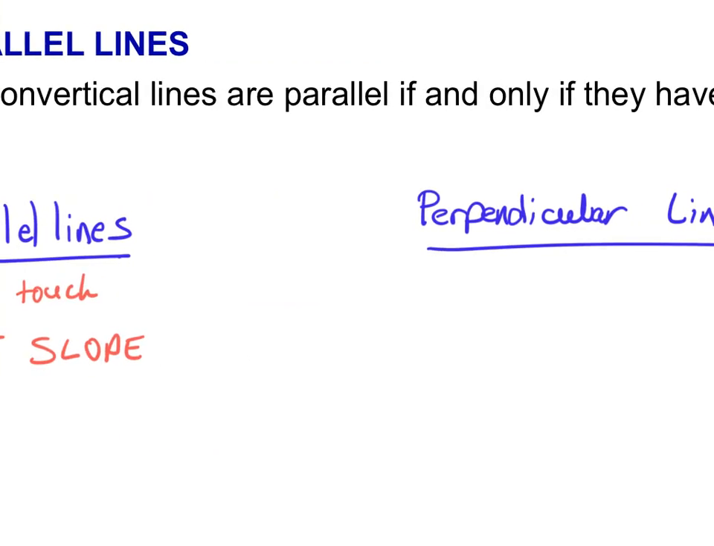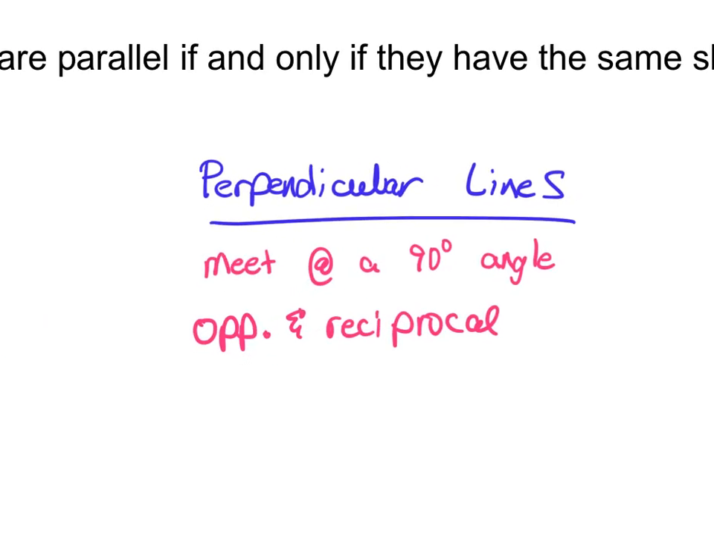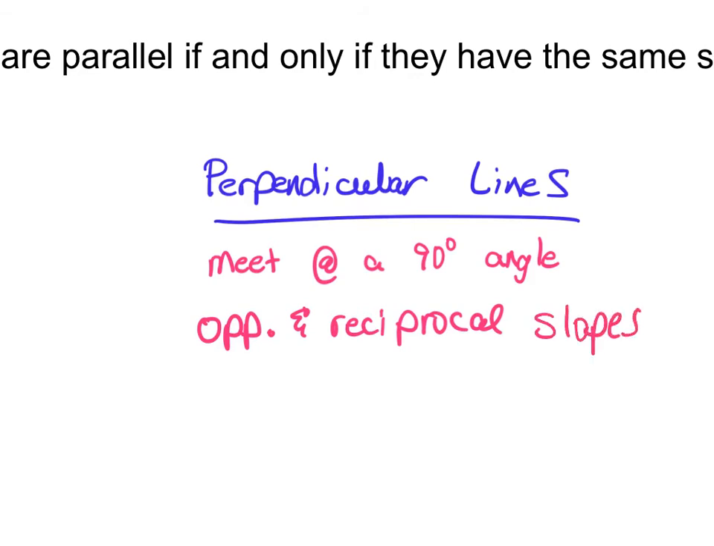Perpendicular lines meet at a 90-degree angle. And this is very important. Their slopes are opposite, reciprocal, opposite and reciprocal of each other. Opposite means one's positive, one's negative. Reciprocal means to flip. Okay, I'll write that down. One positive, one negative, and reciprocal means to flip.